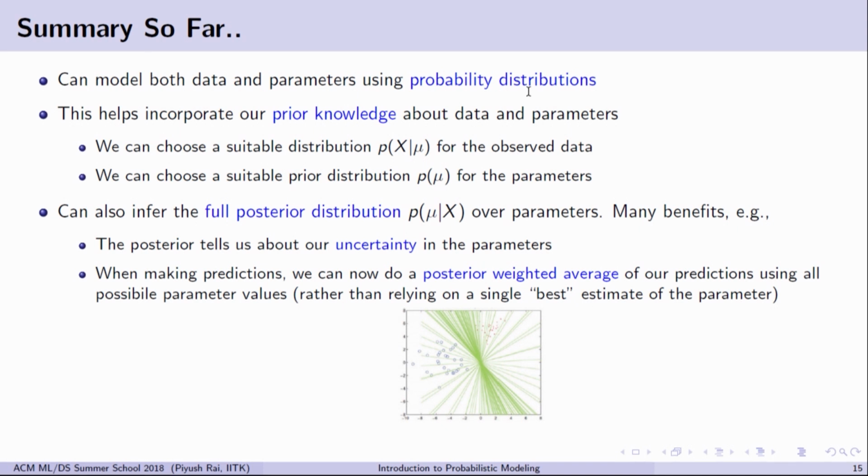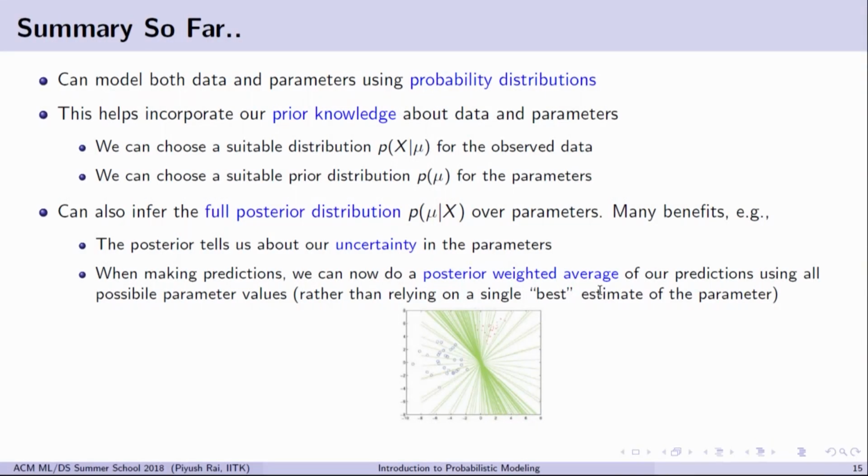And the other nice thing about using a full posterior distribution is that we can average our predictions over all possibilities of the parameters. The picture that I have here is for a classification problem. Suppose I'm trying to learn a classifier for separating data from two classes. Typically, in a non-probabilistic model, we learn a single hyperplane that separates the two classes, right?